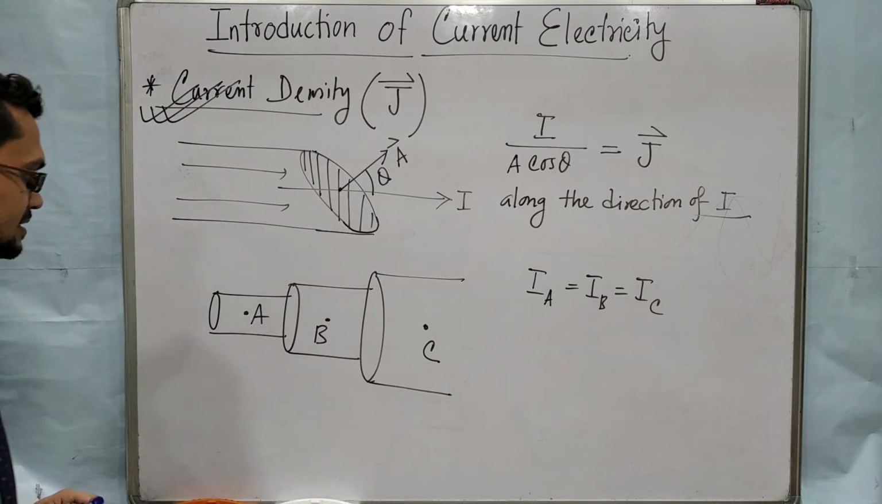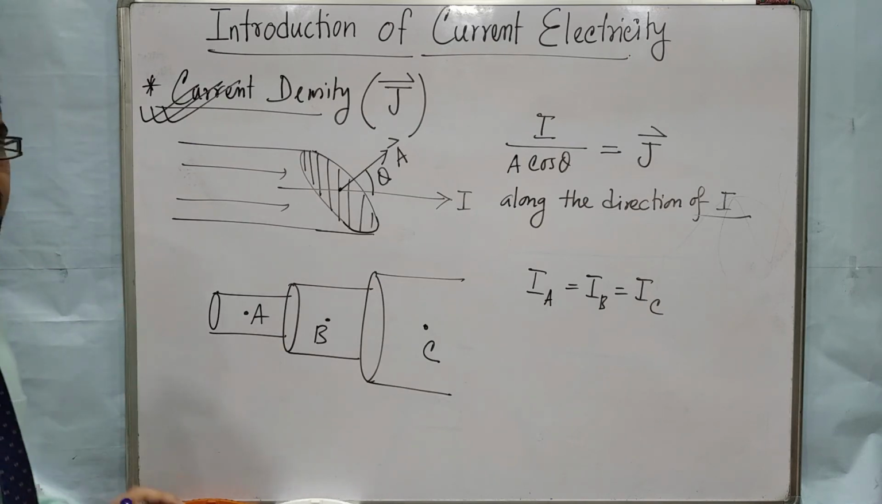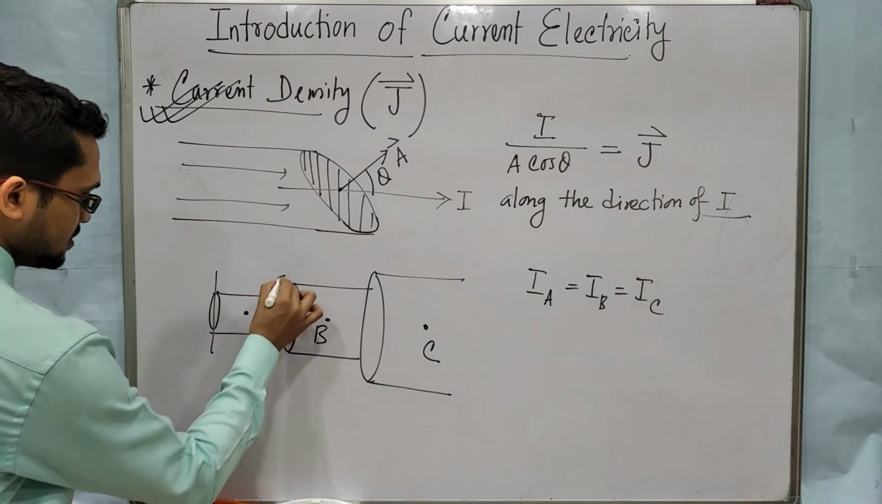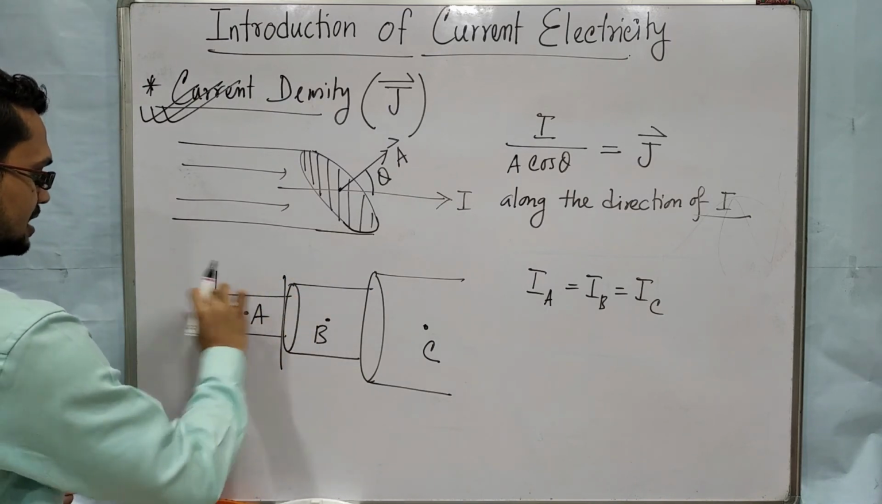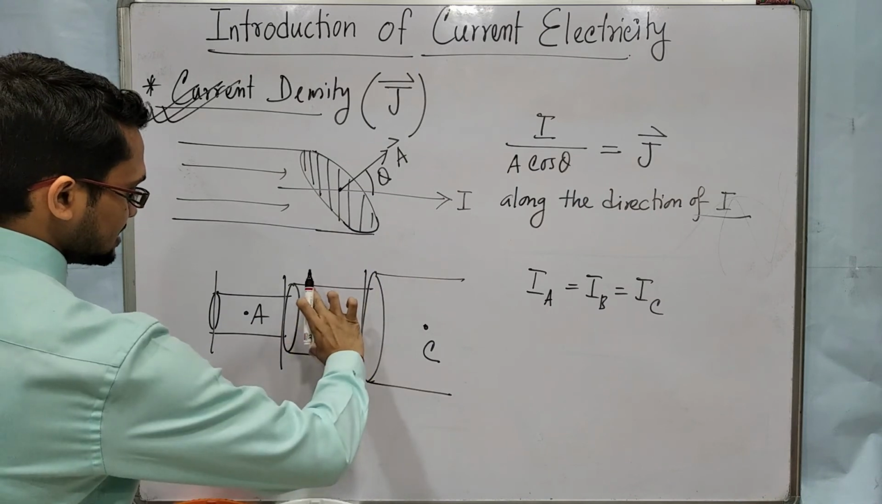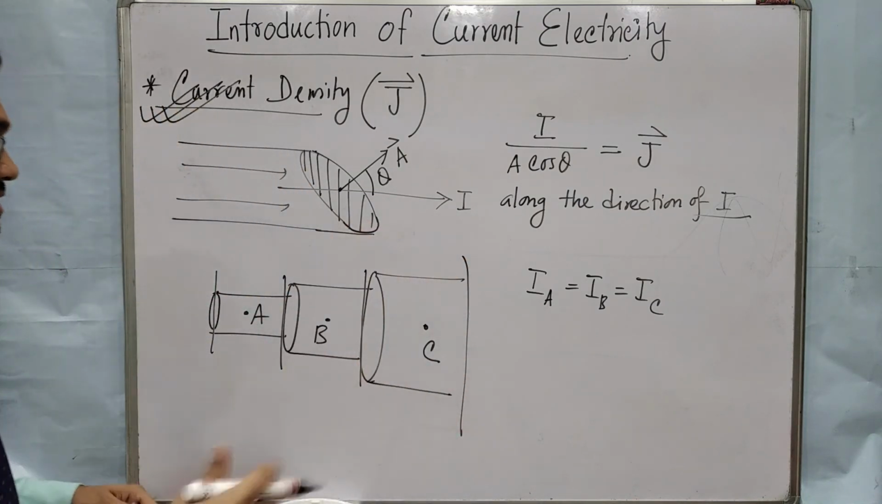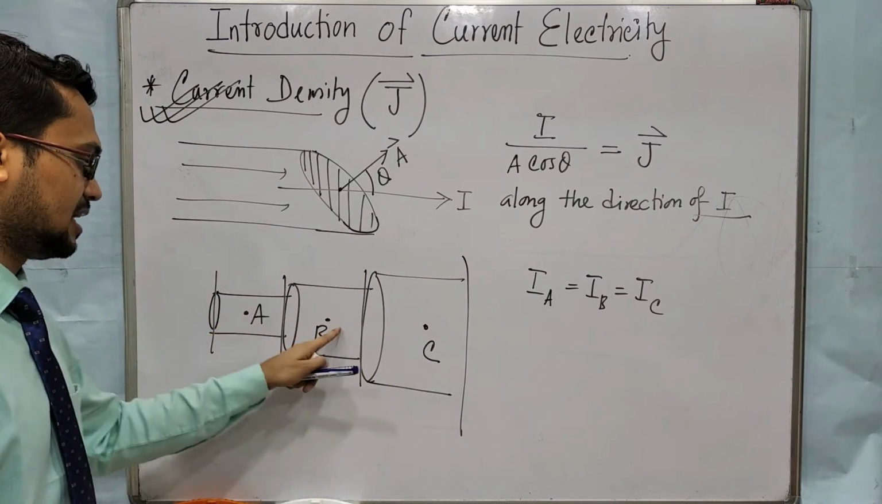What about the current density? Current density depends on cross sectional area. Now look at this part. Cross sectional area is this much only. Look at this part. Cross sectional area is this much. Look at this part. Cross sectional area is this much. So cross sectional area is different at different points A, B, C.